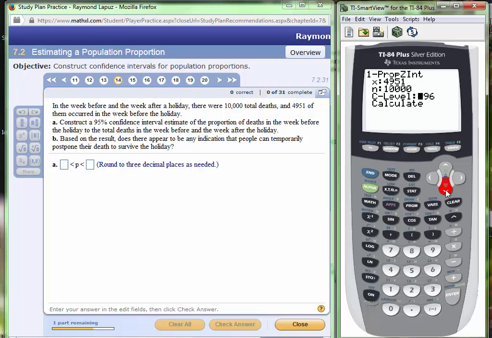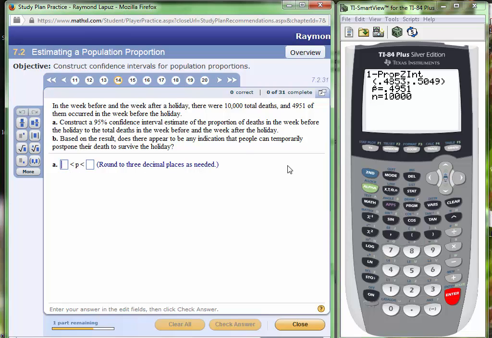And then we're looking for the confidence level. We're looking at the 95% confidence. You can put 0.95 or you just put 95 and the calculator can figure that out. Calculate, and then we get our values. Rounding to 3 decimal places, we have 0.485 and 0.505, let's call it.